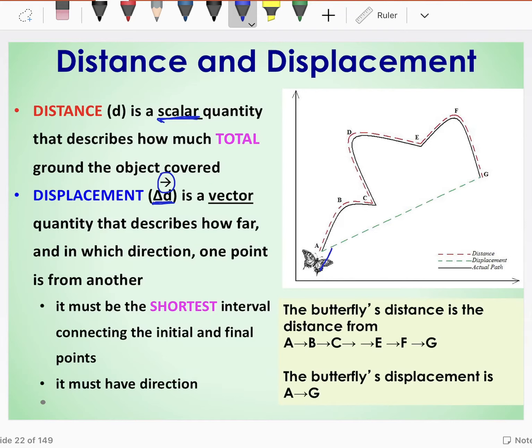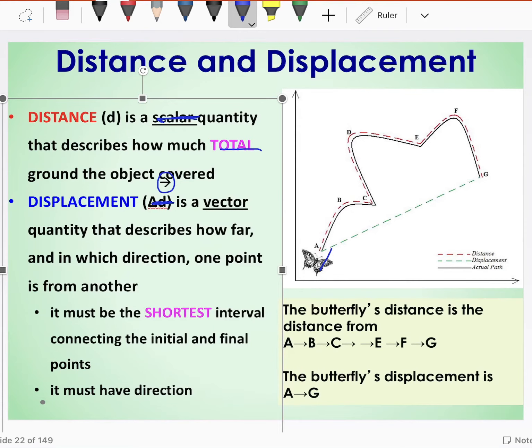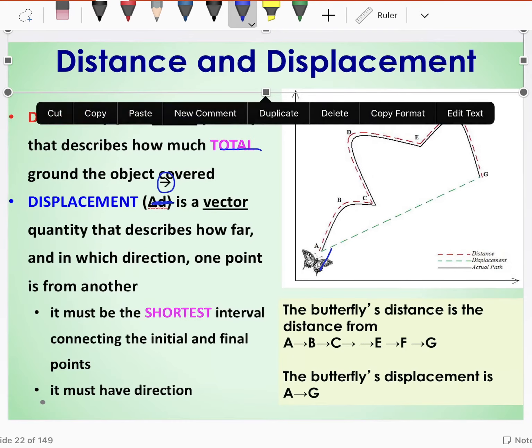When we're talking about distance, distance is referring to the total ground that the object is traveling. So let's say you leave your home, you drive yourself to school, you stop to get lunch, and you drive yourself home. The total amount of ground you covered is the distance. Displacement is only about how far and in which direction the start and the finish are. So it is just the shortest interval between the start and the finish.